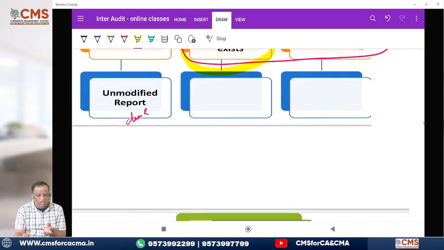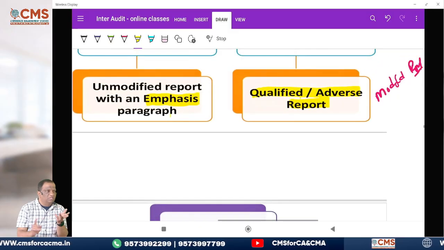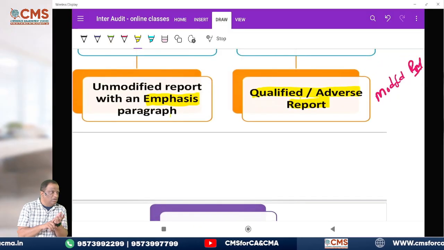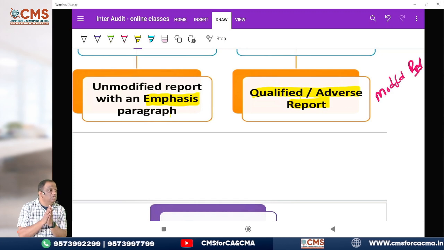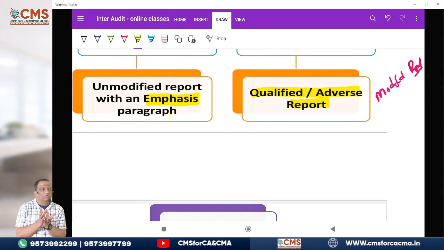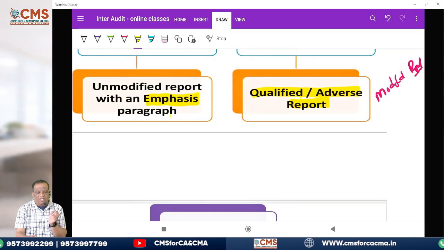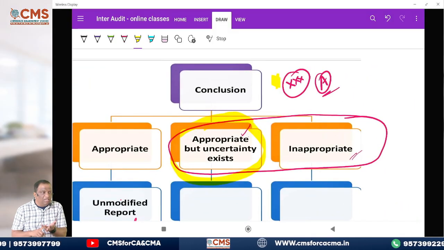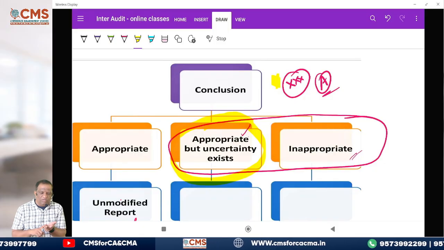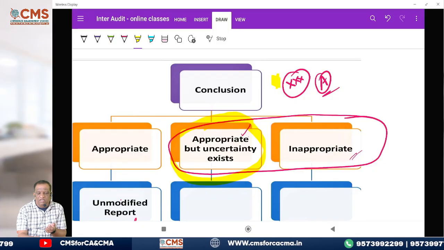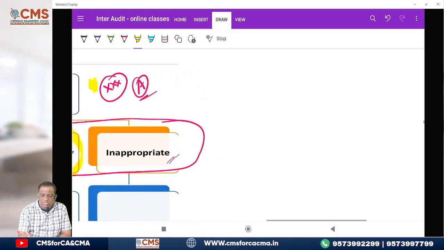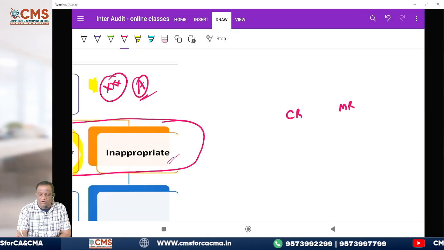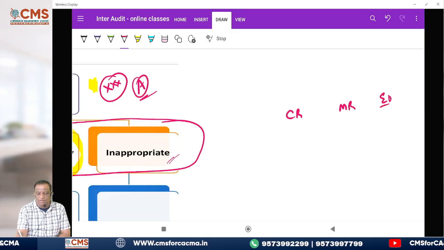If I look at your report, basically you've got two types. Either you are issuing a modified report or you are issuing an emphasis. That's all. Let me explain it to you differently. Like there are three types of conclusions, there are three types of reports. One is a clean report. Second one is a modified report. Third one is an emphasis, EOM, what we call.